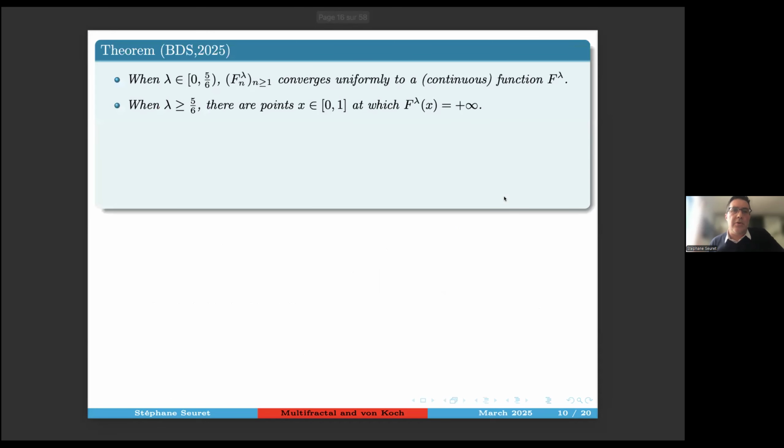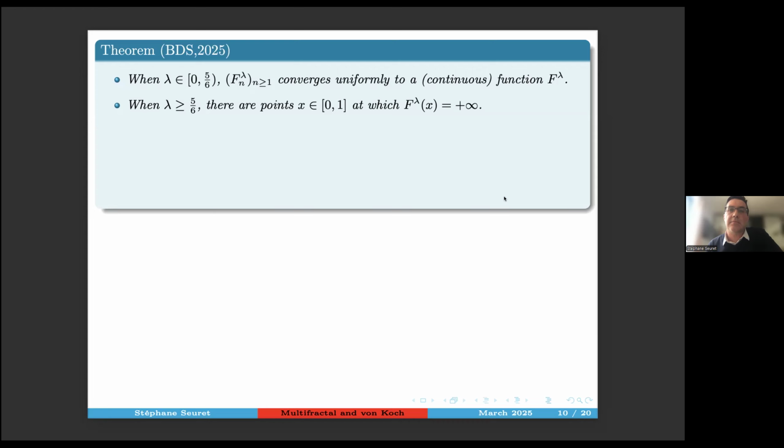Okay, and so the first result we have, with Jan and Zoltan, is that the sequence of functions converges uniformly as long as lambda is less than 5/6. And it diverges for every lambda greater than 5/6, because even at lambda equal to 5/6, there are points at which the limit is infinite.